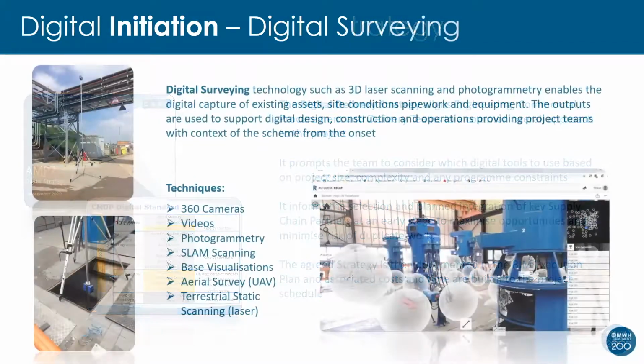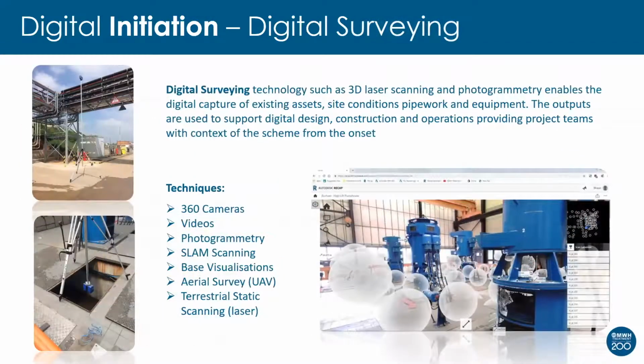So the first proper tool out of the box is digital surveying. This really is key. There are various technologies for digital surveying, and it can be as basic as just a digital photo, 360 cameras, videos, photogrammetry. The example that I've shown here is one that we use widely now. It's our default position, and it's laser scanning.